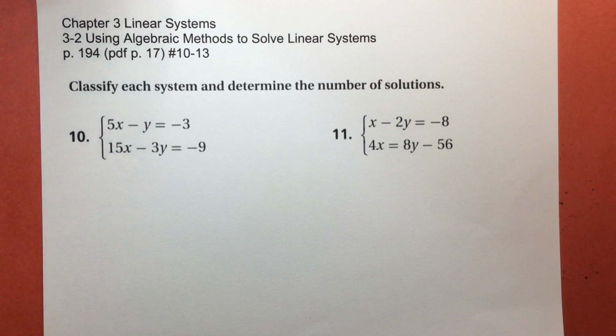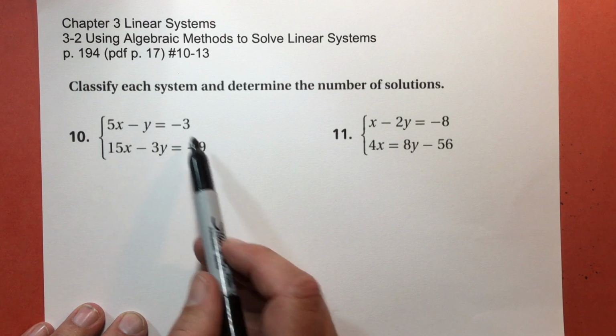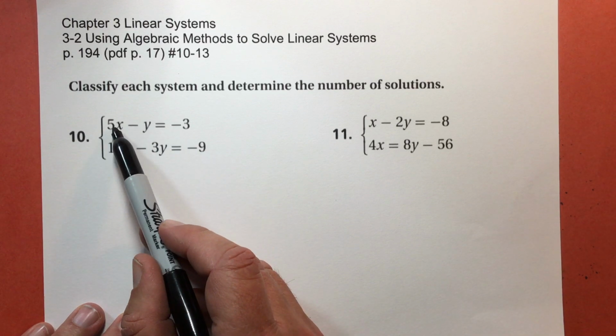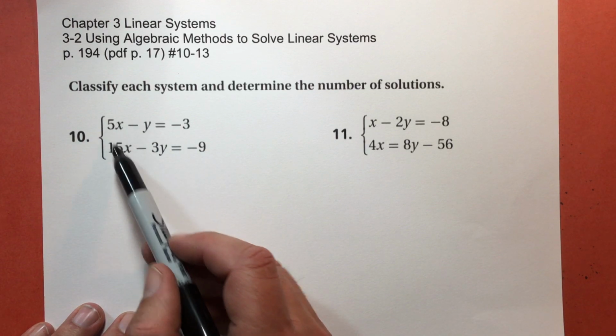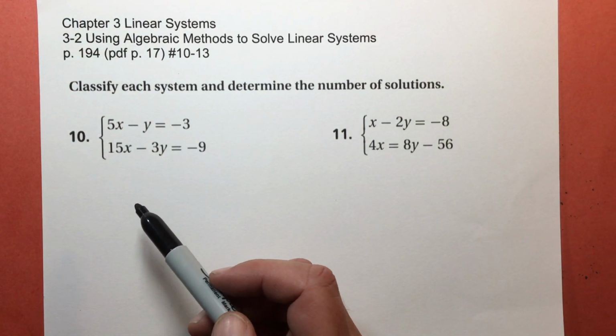All right. How do I actually get to work on this though? So I can use either substitution or elimination. I'm going to use elimination for this one, because if I multiply the 5 by -3, the x's are going to be opposites.